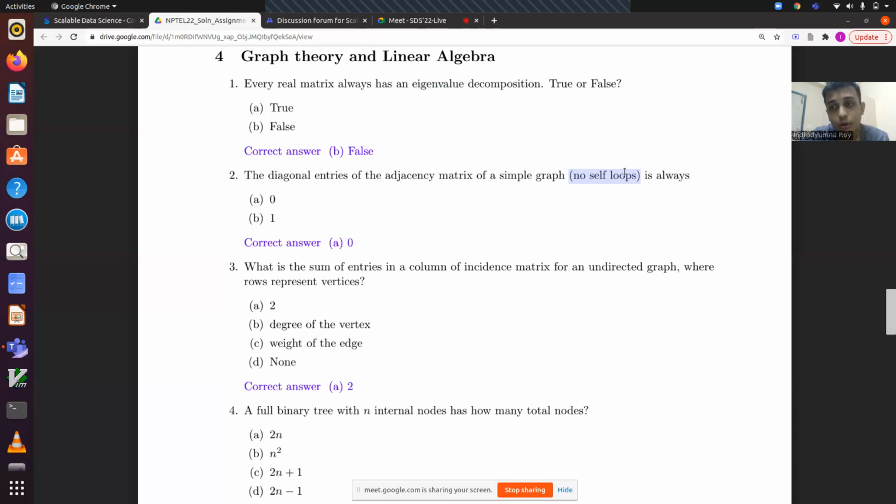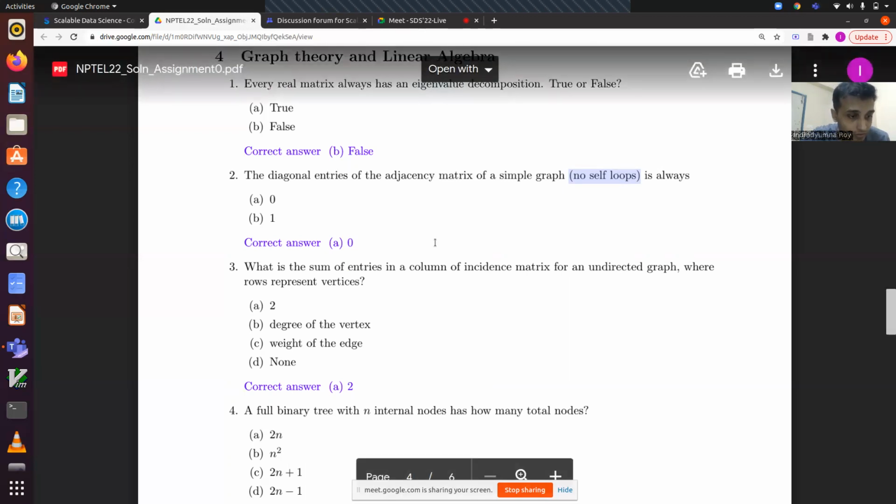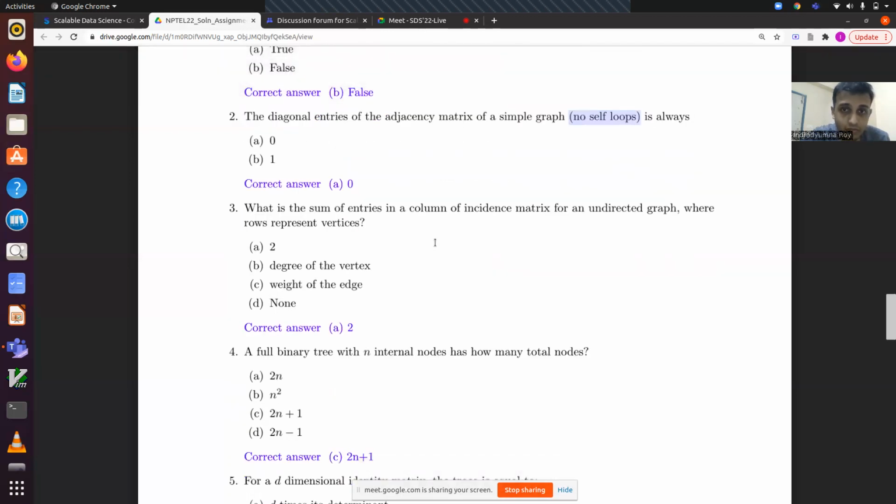A non-zero value in the adjacency matrix denotes the existence of an edge, right? Do you agree? So when the edge does not exist, then what should the value be? 0. Exactly. Here they have said that no self loops. That means A to A, B to B does not occur. None of the diagonals can have any edge in it, which means 0 should be there.